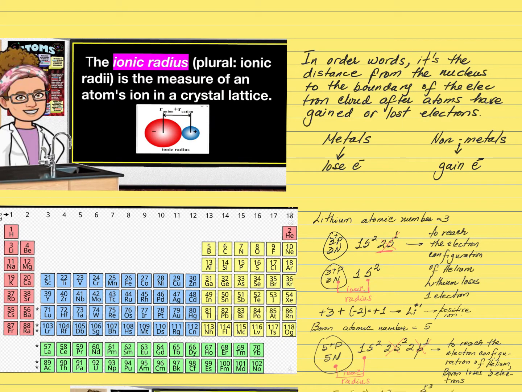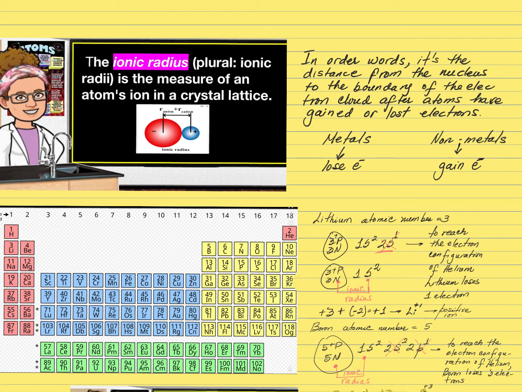Now we have over here the second trend that we're going to analyze. The second trend is the Ionic Radius. Okay? The Ionic Radius, according to the definition that I have over here, is the measure of an atom's ions in a crystal lattice. Do you understand that? If not, that's why I put over here another definition. In other words, it is the distance from the nucleus to the boundary of the electron cloud, to the last level of energy after the atoms have gained or lost electrons.